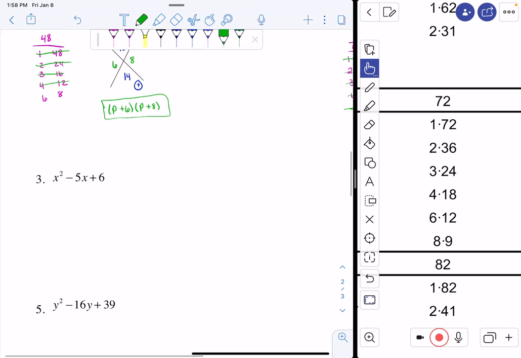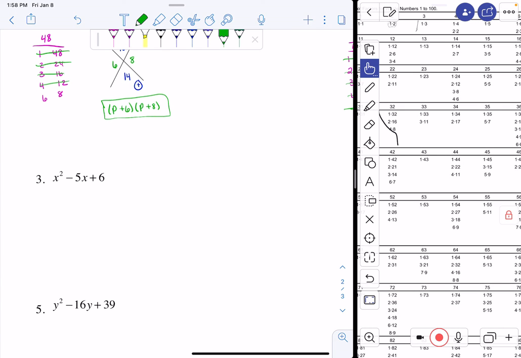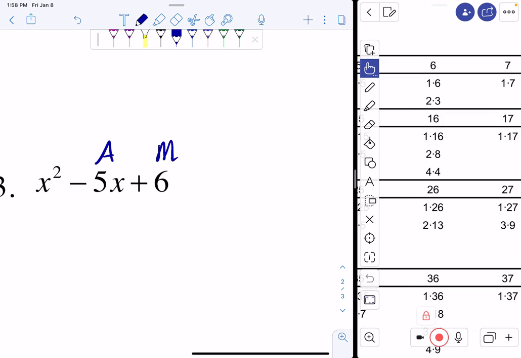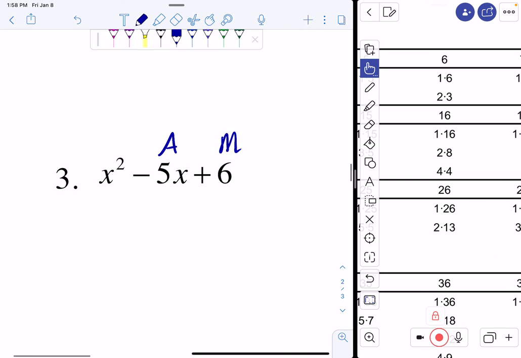I have x squared minus 5x plus 6. The first thing I do is write down what I add to and what I multiply to. Add to a negative 5, multiply to a 6. So if I look, I only have 2 factors of 6. I have 1 and 6, and 2 and 3. So I'm going to write 6 is equal to 1 times 6, and 2 and 3.